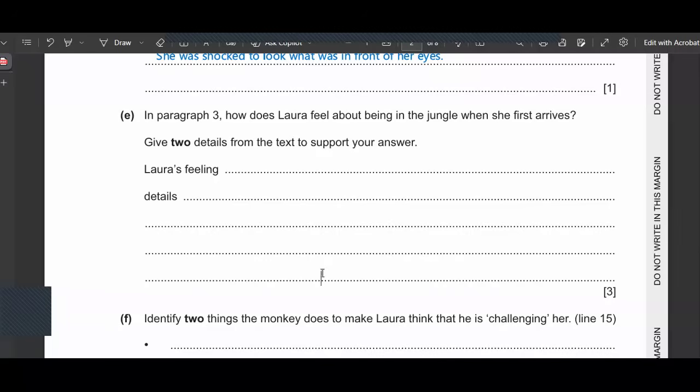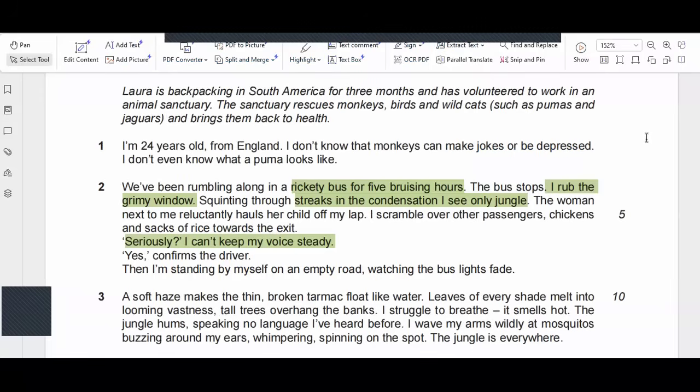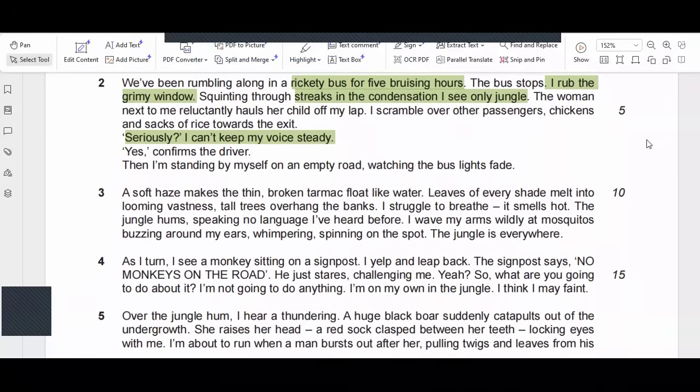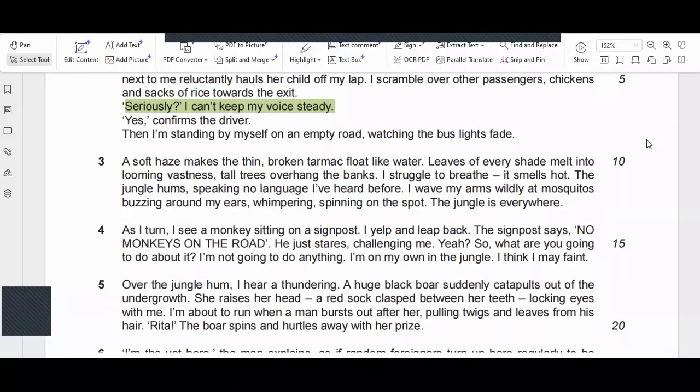So for this, we need to go back to paragraph number 3. And here is our paragraph number 3. It says, "A soft haze makes the thin, broken tarmac float like water. Leaves of every shade melt into looming vastness. All trees overhang the banks. I struggle to breathe. It smells hot. The jungle hums, speaking no language I have heard before. I wave my arms wildly at the mosquitoes buzzing around my ears, whimpering, spinning on the spot. The jungle is everywhere."